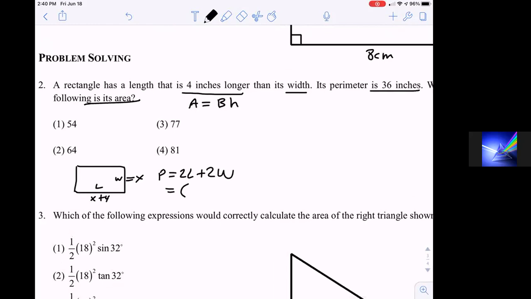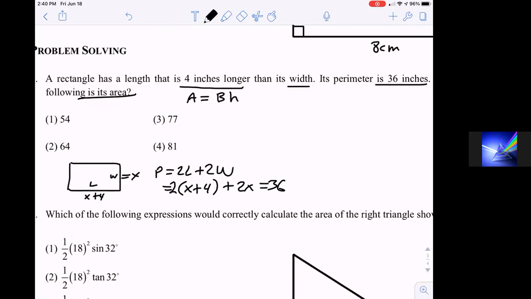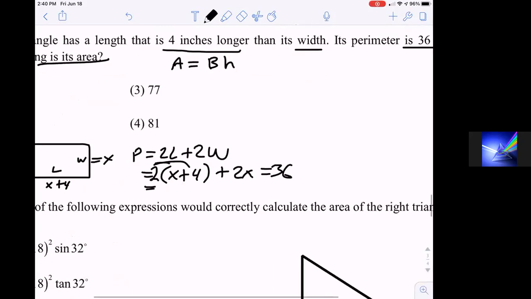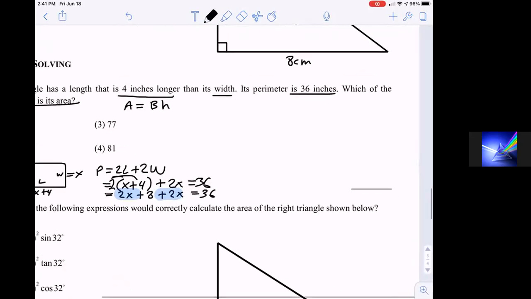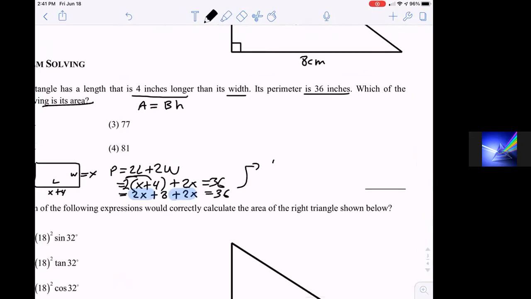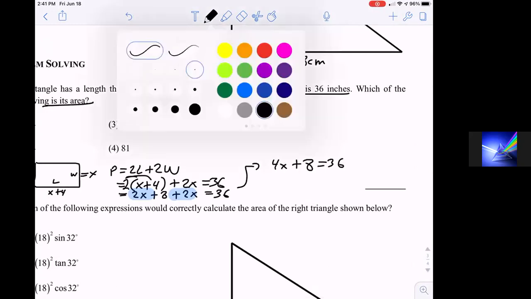So for the length, we'll go ahead and put 2 times x plus 4. The length is x plus 4. And then for the width, it's just going to be 2 times x. And that's going to be equal to the perimeter we were told is 36. Go ahead and distribute the 2. And we have 2x plus 8 plus 2x equals 36. Let's go ahead and combine those like terms. And we get 4x plus the 8 equals the 36.